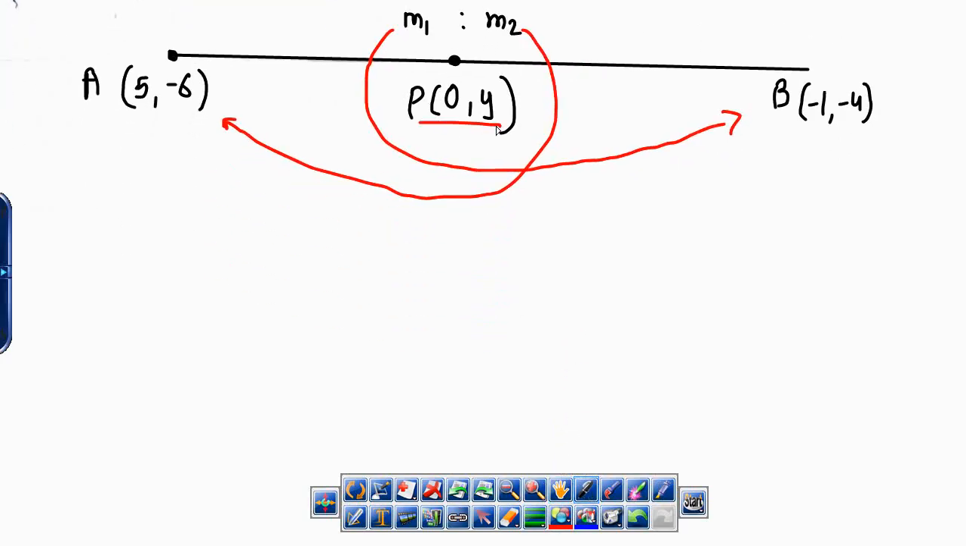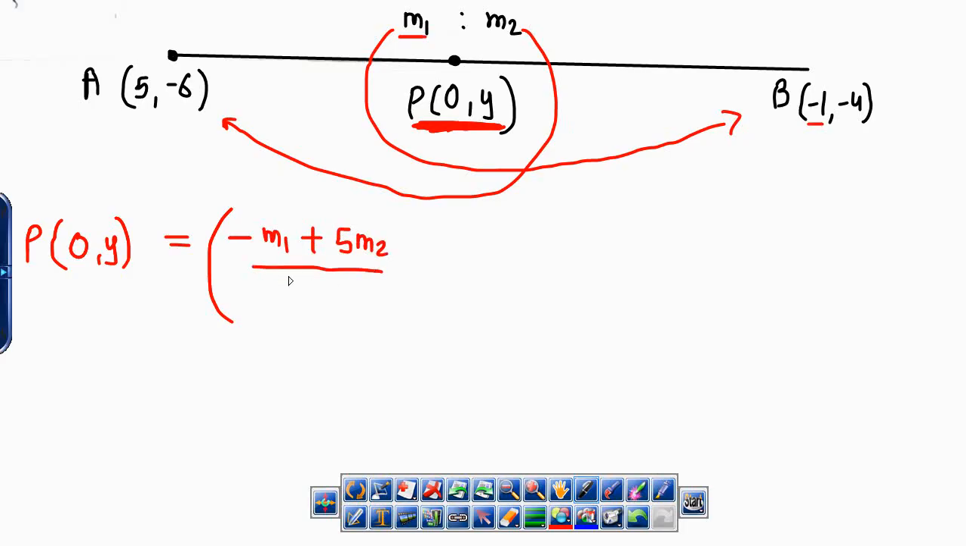Section formula is created for this dividing point. The left side we always write as P(0, y). It is (m1 into minus 1 plus m2 into 5) upon m1 plus m2, and (m1 into minus 4 plus m2 into minus 6), so minus 6 m2, upon m1 plus m2.